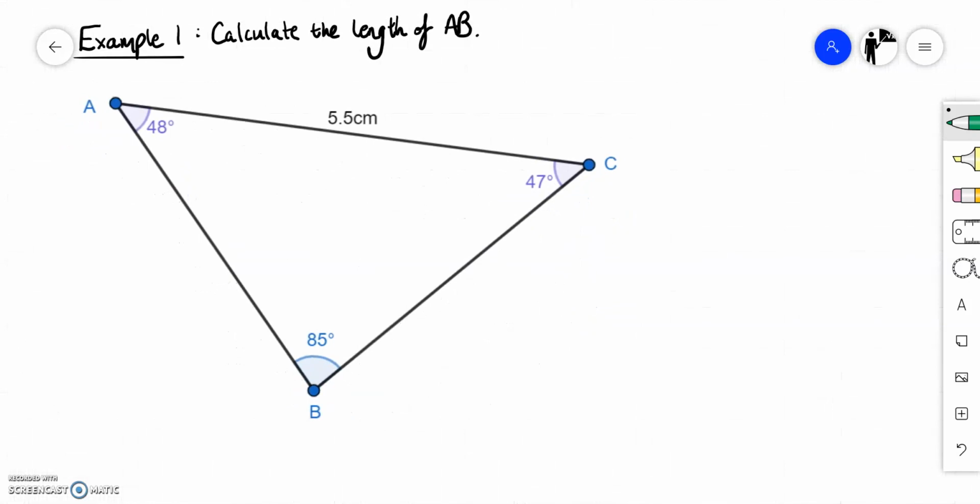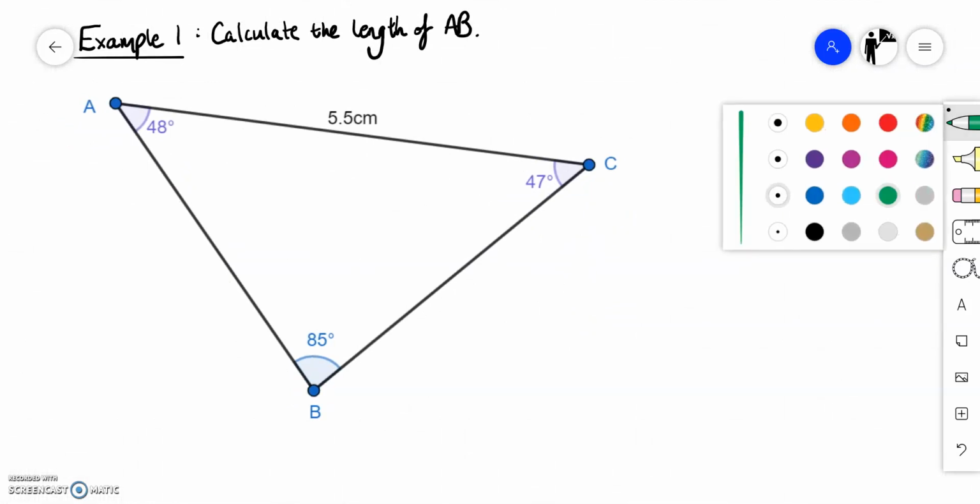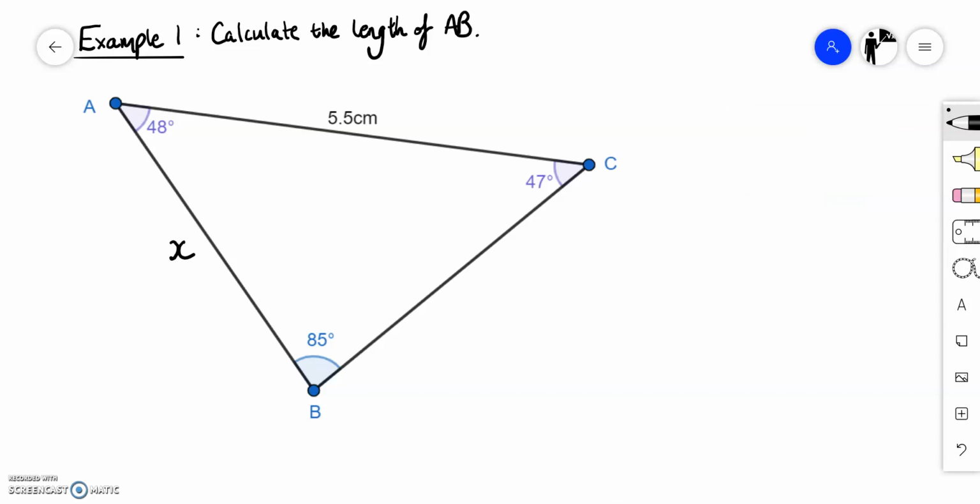In example 1, we want to calculate the length of AB. So AB is the line segment joining the point A to the point B. So it's this point here. We want to work out this. And when we want to work out something, we usually denote it as X. Okay, so a few wee things.